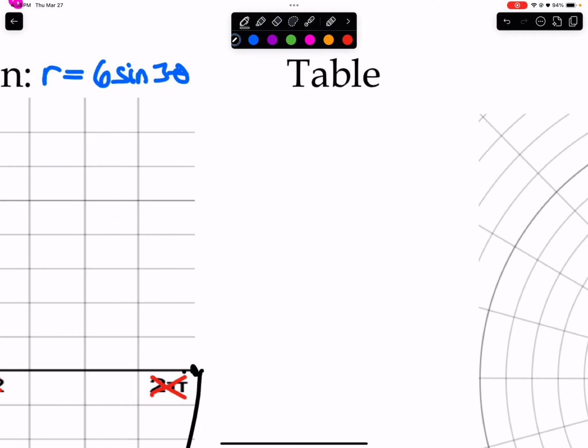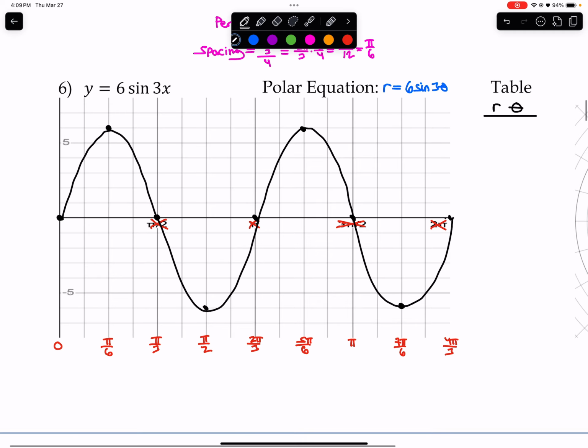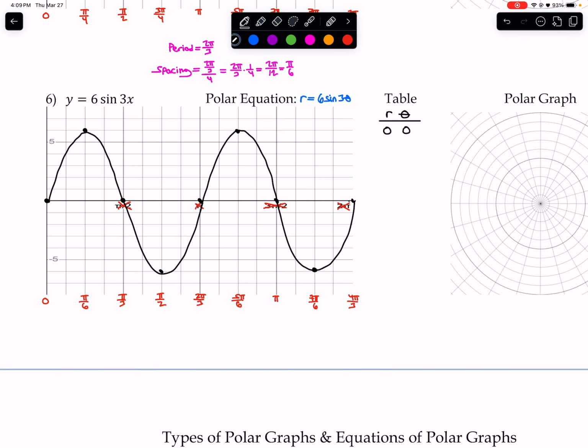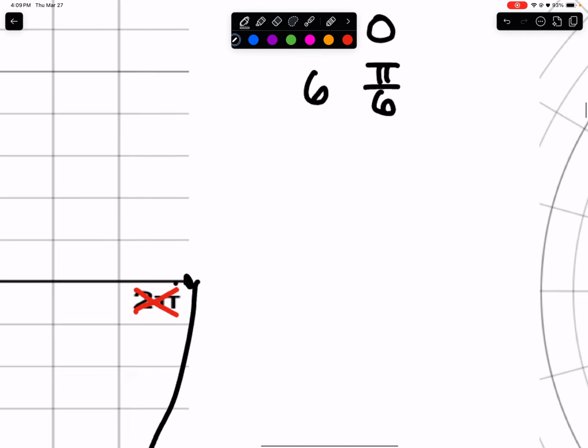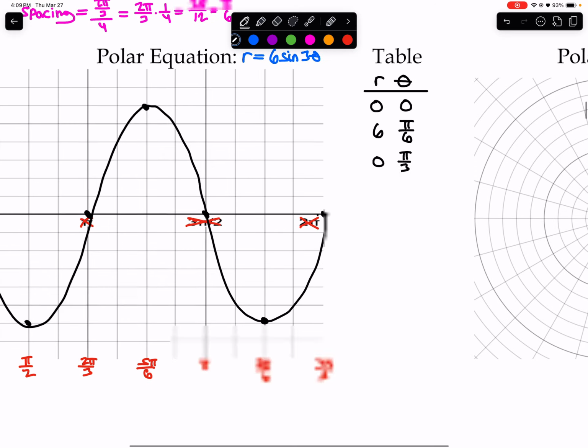Okay, now I'm going to do the table. So r comma theta. I would say pause here, if you need to, if you want some time to write them out, because I'm going to go through these as quick as I can. So we're going to start with the distance of 0 and the direction of 0. And then we're going to go a distance of 6 in the direction of pi over 6. And then we're going to go a distance of 0 in the direction of pi over 3. So we are going to include the pole.